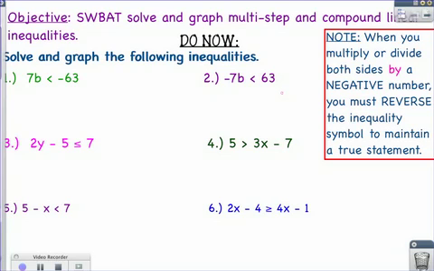Don't forget that when you multiply or divide both sides by a negative number, you must reverse the inequality symbol in order to maintain a true statement. Pause the screen to try these 6 questions and resume when you're ready.